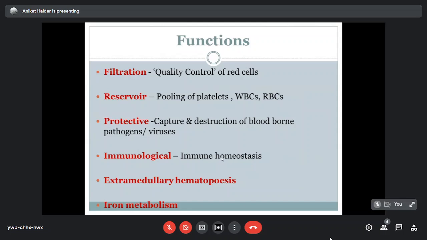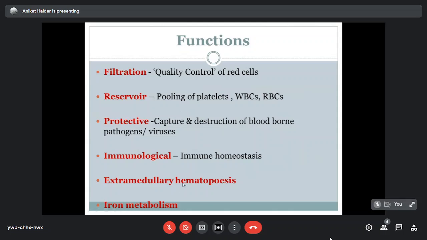So, a recapitulation of the functions of the spleen. First is the filtration function, that is, the quality control of the red cells. The spleen, as I had said, is a huge reservoir of blood components, and there is pooling of platelets, WBCs and RBCs in the spleen. It has protective and immunological function, and extramedullary hematopoiesis is an important function of the spleen.